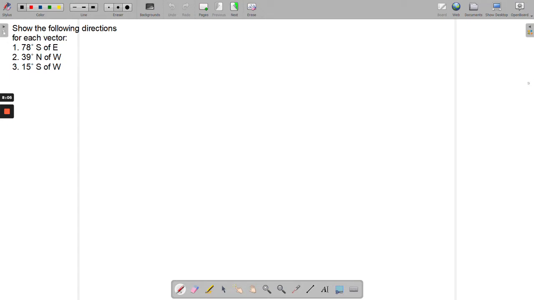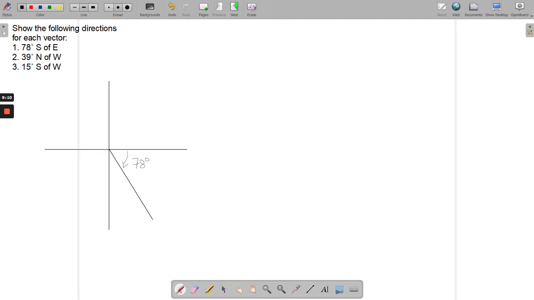Okay, it shows the directions of the following vectors. 78 degrees south of east. Let's imagine this as our cardinal angle. So we're going south and the origin is from east. Automatically we know that our vector should be going this way. Sorry if my lines are not perfect. It says we're going south from east. So this is east, it's right here, and we're going south 78 degrees. So our angle is 78 degrees from here.